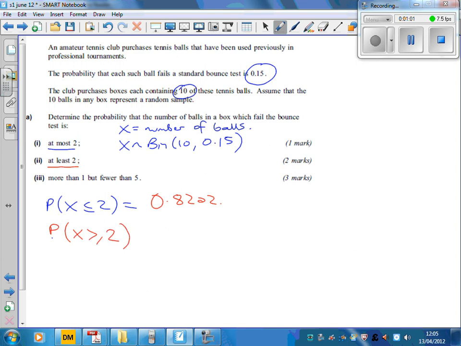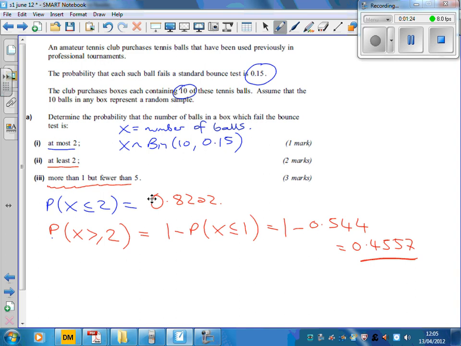Then the probability of being at least 2. So I want 2 or 3 or 4 and so on. That's 1 minus the probability that x is less than or equal to 1. Go back to those tables and look up 1. It gives us 0.5443. So the answer is 0.4557.